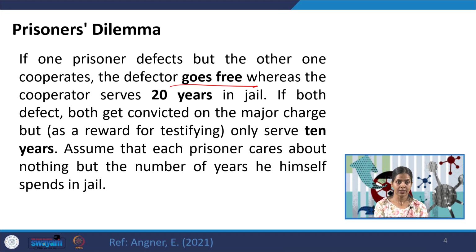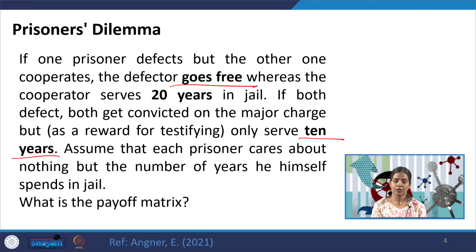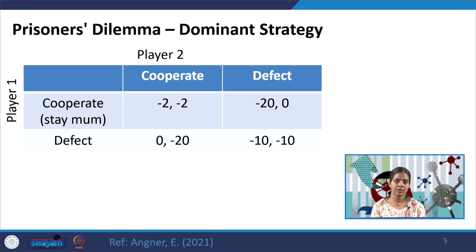If both defect, that is both of them say that the other one has done it, but I have not, both get convicted on the major charge, but as a reward of testifying only serve 10 years in jail. Assume that each prisoner cares about nothing but the number of years he himself spends in jail. So, there is no empathy or sympathy for the other one. You just think about yourself, and then let us see what would be the Nash equilibrium in this case. First of all, what is the payoff matrix, and then what is the Nash equilibrium?